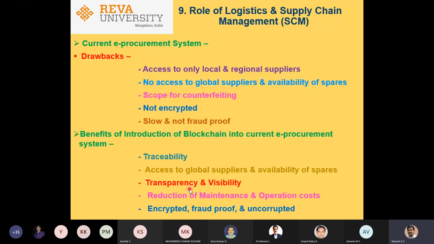Transparency and visibility: as the transactions are made visible to everyone, this becomes more transparent and the visibility increases. Everyone knows about it. And as I said, it is fully encrypted, fraud proof, and uncorrupted.